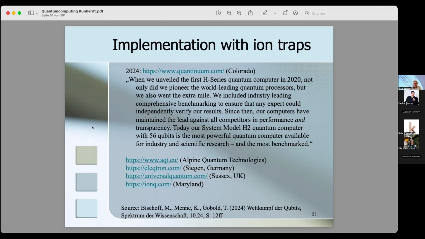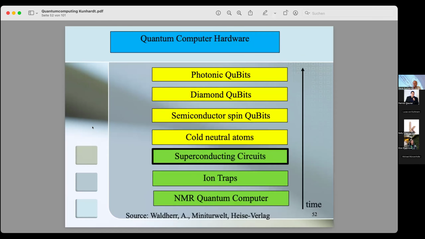But we have other companies working on the field of ion traps like AQT, Alpine Quantum Technologies, or some German company, eleQtron in Siegen, or in the UK, Universal Quantum, or in Maryland. So there are a lot of approaches, and maybe you follow the links in the slides to check out the websites of these companies. Very interesting how they promote their quantum computer approaches.